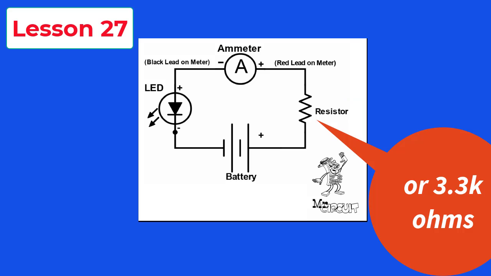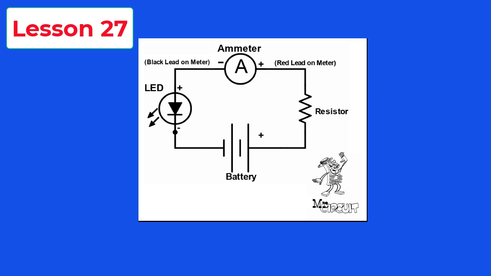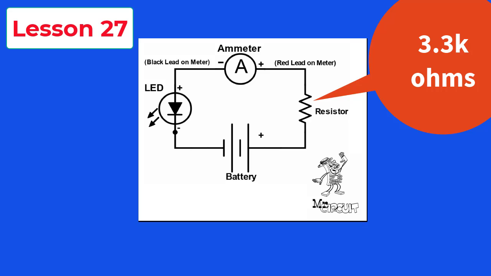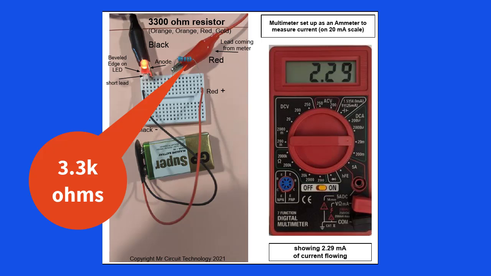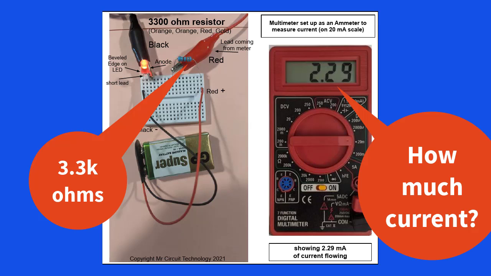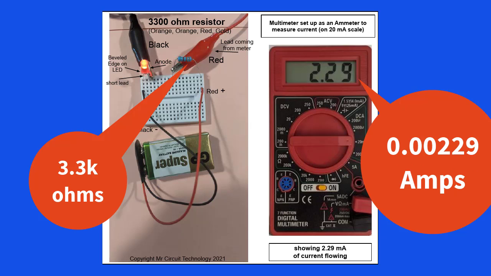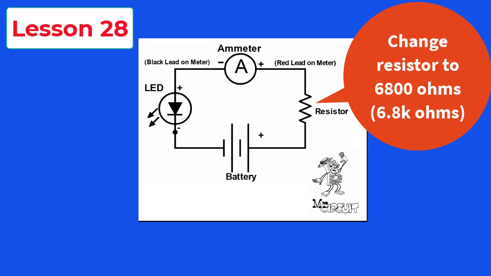What are the colors on a 3.3K resistor? Answer: orange, orange, red, gold. Again, we leave the selector knob on the 20M position and measure the current. How much current does our circuit measure? The meter shows 2.29 on the 20M scale. So we have 2.29 milliamps of current flowing. How many amps? 0.00229 amps.